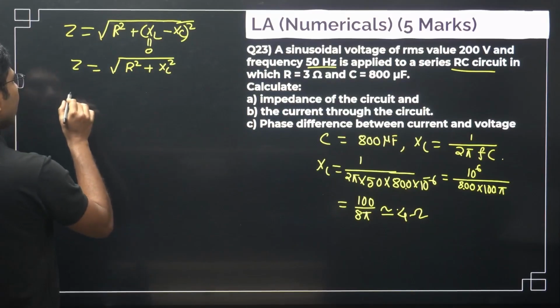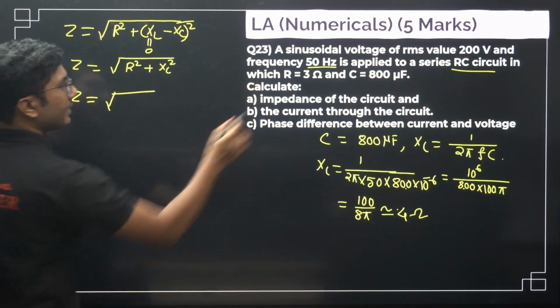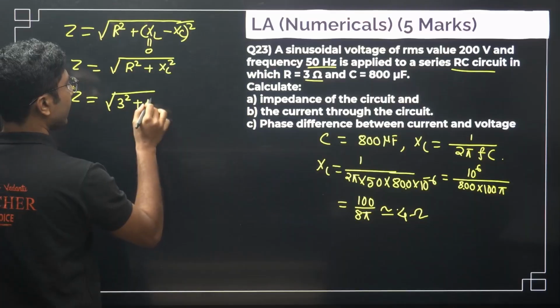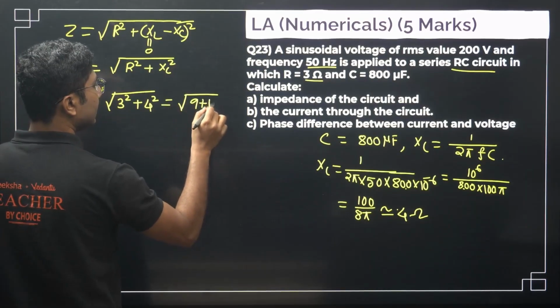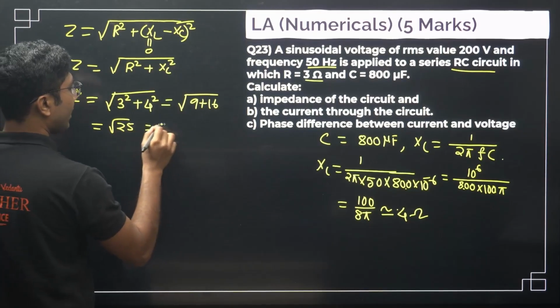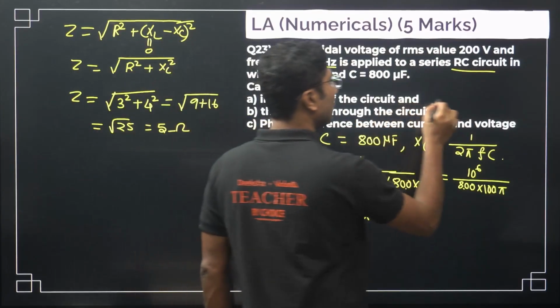Now put that value, so calculate Z. So resistance is given here, 3 ohm. So 3 square plus 4 square, which will be 9 plus 16, which is square root of 25, that is 5 ohm. So 5 ohm is the impedance of the circuit, right? 5 ohm.